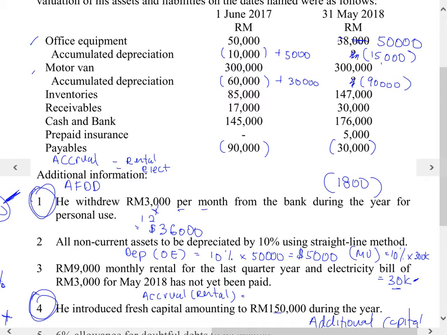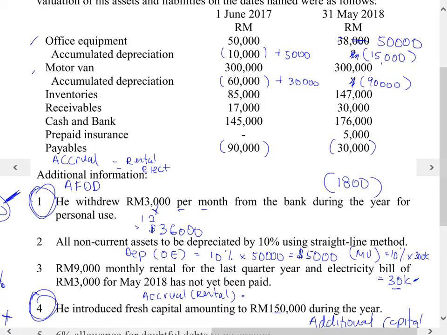Okay. Allowance for doubtful debt, 1,008. I think we missed out note 3. Never mind, we go back to note 3 later. So far, okay? Question 3 also got doubtful debt. Question 4 also got doubtful debt on receivable.